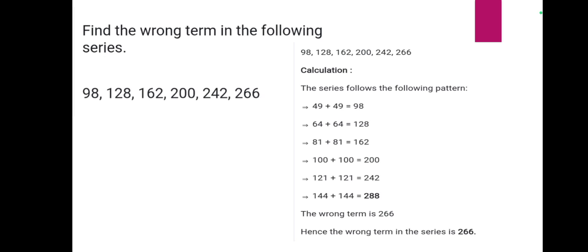Then 81 plus 81, 162. 100 plus 100, 200. 121 plus 121, 242. And for the last one, it should have been 144 plus 144, which gives you 288. But the number here is 266, which is the wrong number.